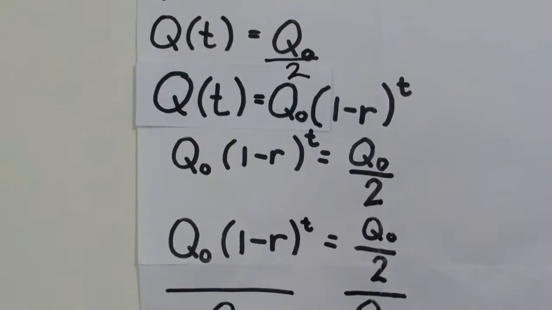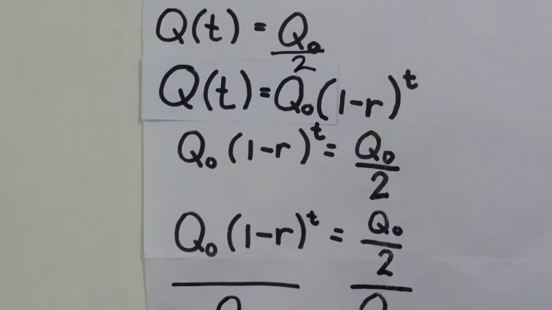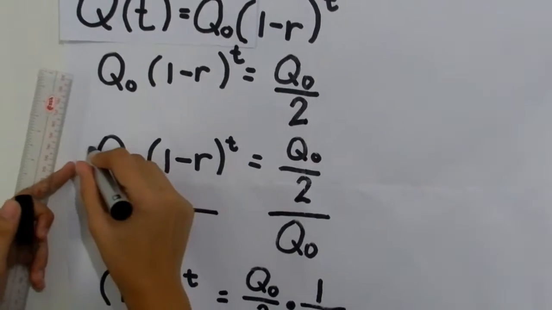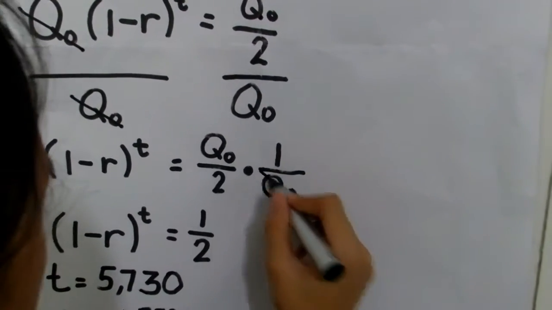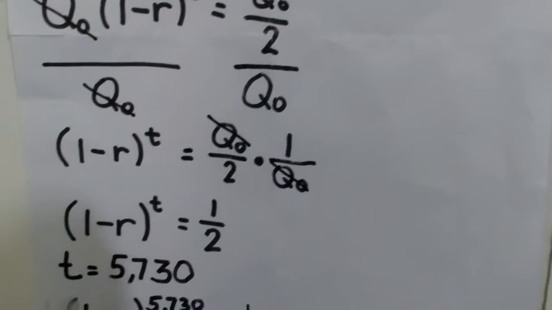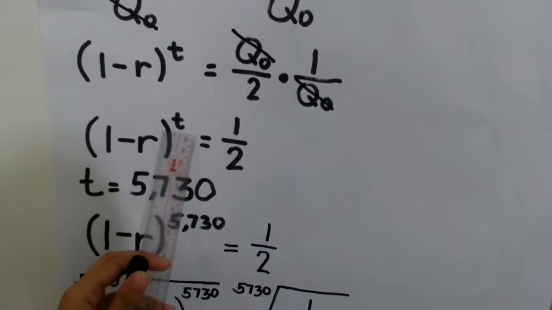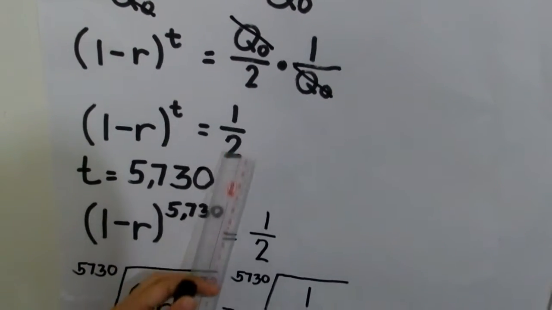Since we have to find the percentage or rate of the carbon-14 remained in the fossil, we need to eliminate initial value of Q by dividing. So divide both sides by initial value of Q, cancel the initial value of Q, then 1 minus R raised to the power of T is equal to initial value of Q all over 2 times 1 all over initial value of Q. So cancel. So we remain with 1 minus R raised to the power of T is equal to 1/2.